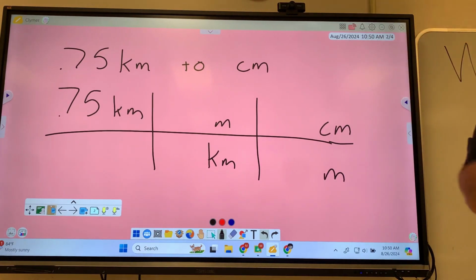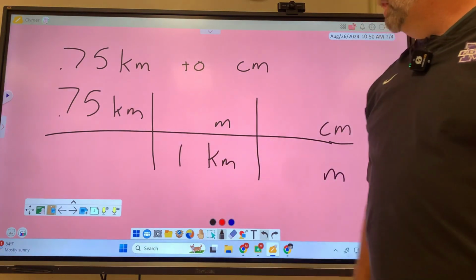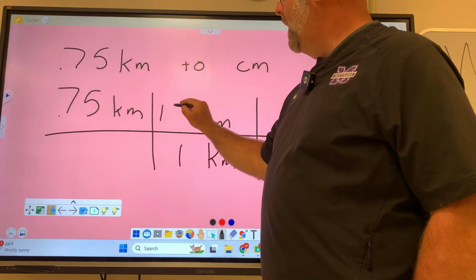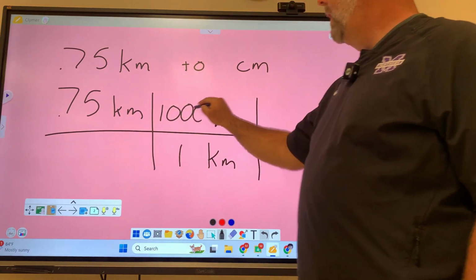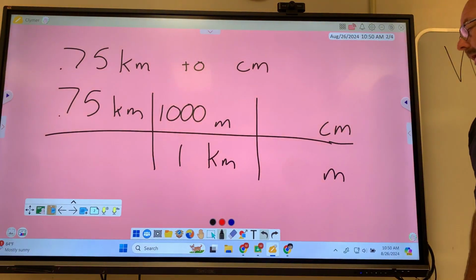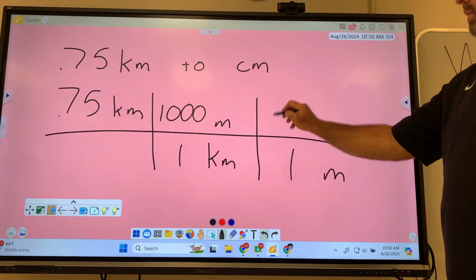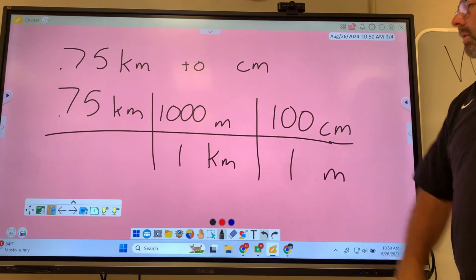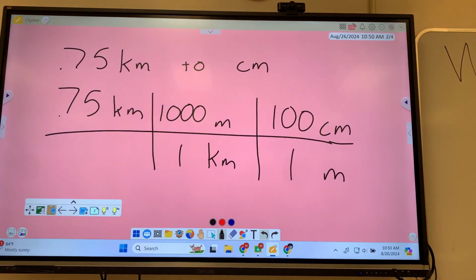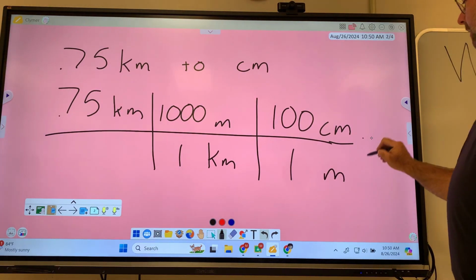And again, with your yellow chart. What's bigger, a kilometer or a meter? Kilometer, for sure. What's the conversion factor? How many steps? 3 steps, 3 zeros. Meters and centimeters, what's bigger? How many steps? 2 steps. The rest is just math. What do we get here? 75,000.